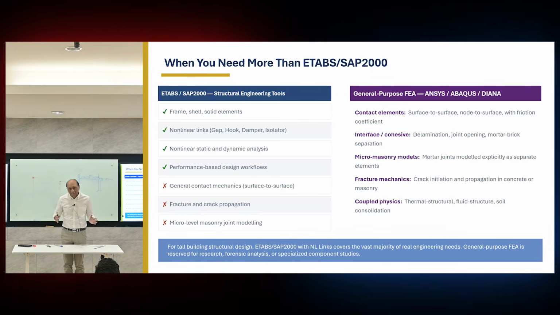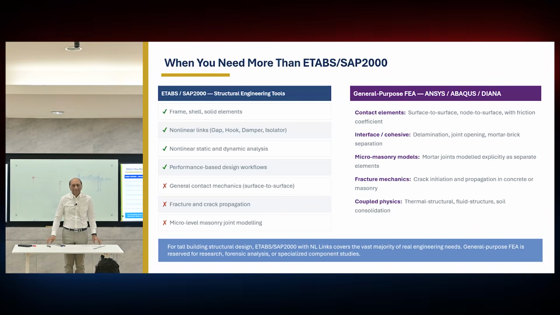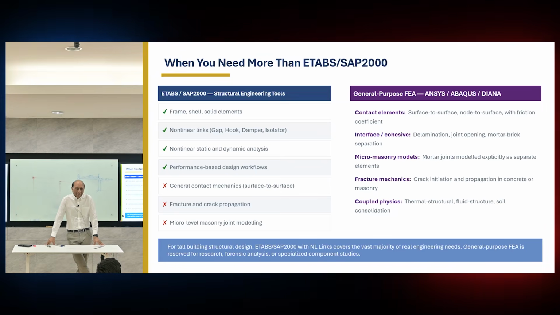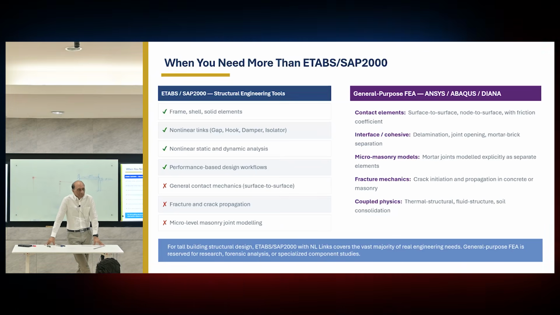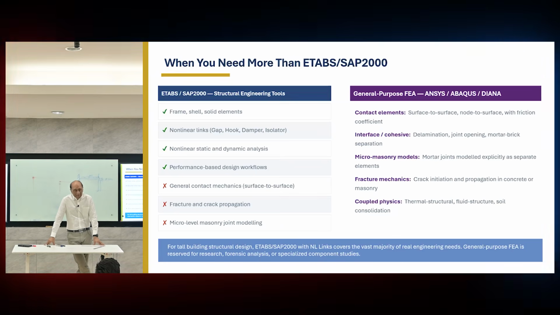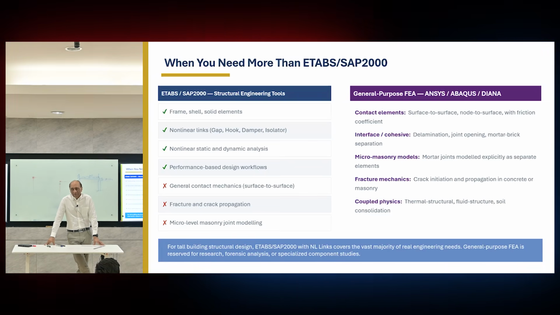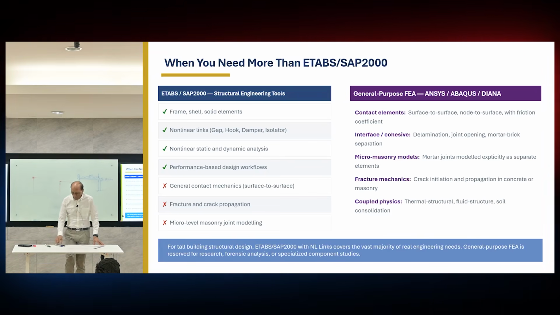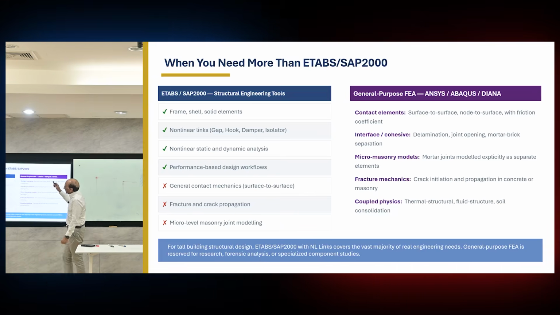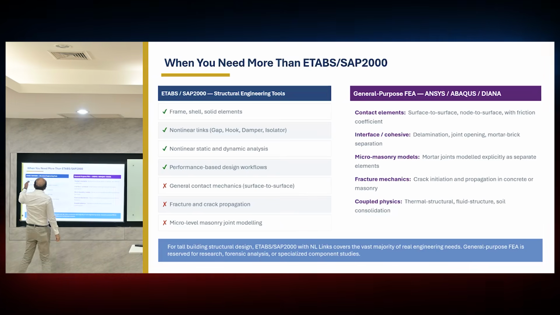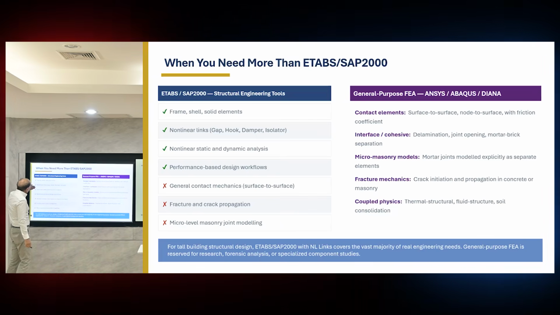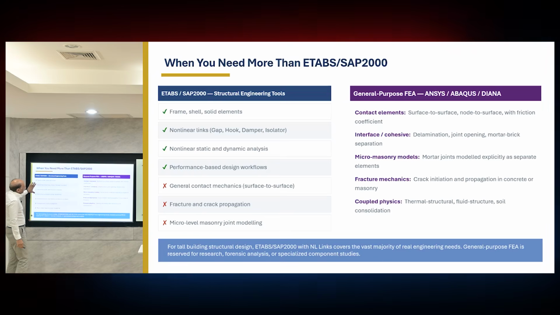And even with all of that, there will be a limit when SAP and ETABS will not be enough. And you may want to go to another software. Normally in practice, it's not needed, but for research, yes. For example, frame, shell, solid, nonlinear links. If you have exhausted everything, it is no problem.